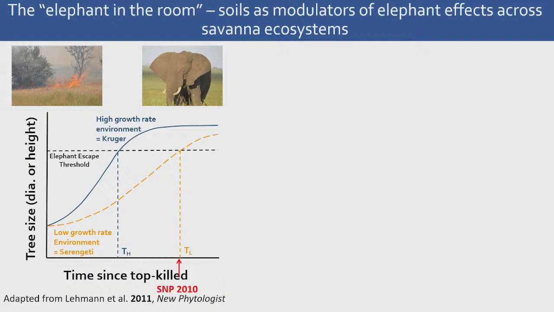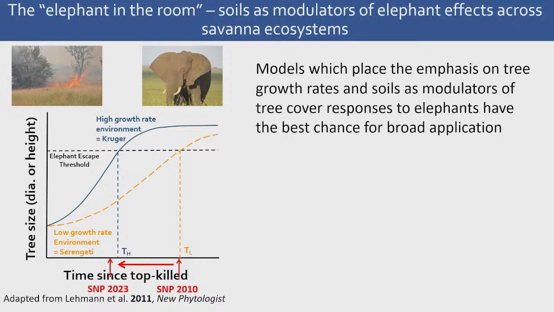So what we saw probably is that in 2010, we were probably in here in terms of the time since top killed and the frequency of disturbance, and now we're moving this way. And if we're in a low growth rate environment because of strong tree competition, we're really trapped in this treeless environment down here, and it's going to be really interesting to see what happens in the coming years.